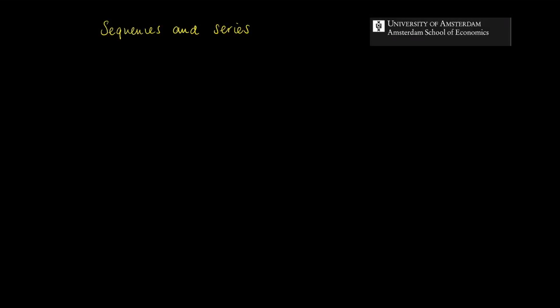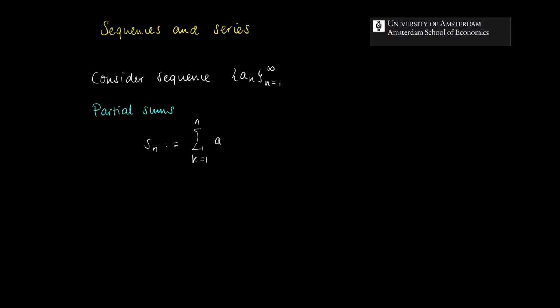Given sequences, we can build new sequences that we will call series. So let A_n be a sequence. Then what we can do is form partial sums. So we start with adding up the elements in the sequence. So the partial sum S_n just adds up the first n elements in the sequence A. So this sum equals A1 plus A2, etc.